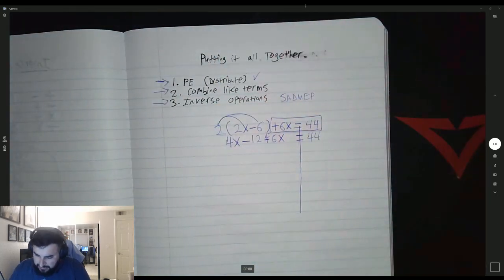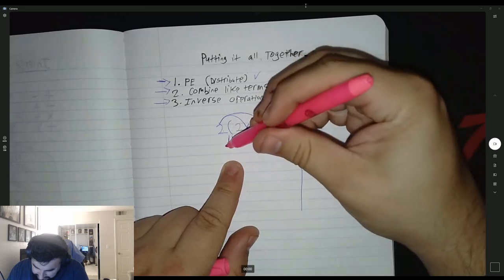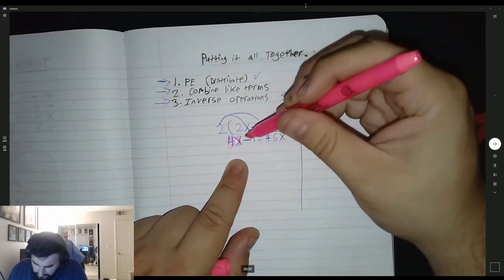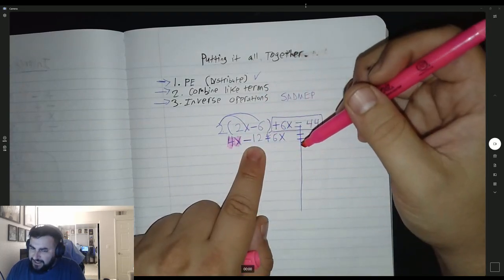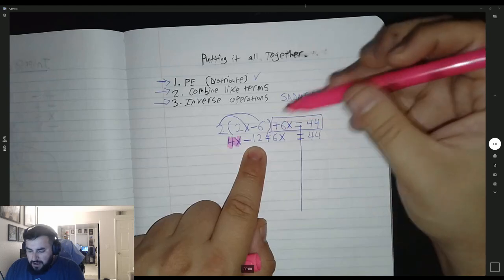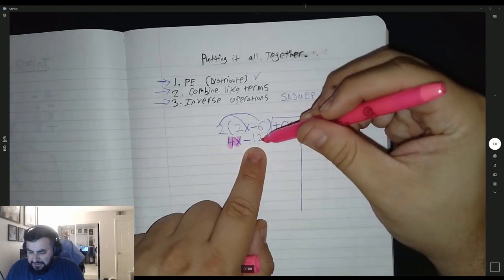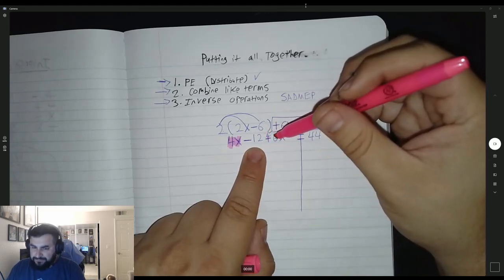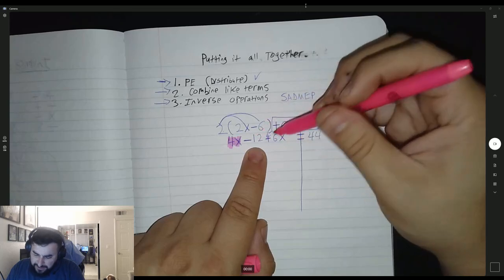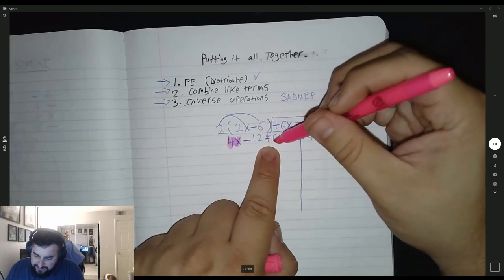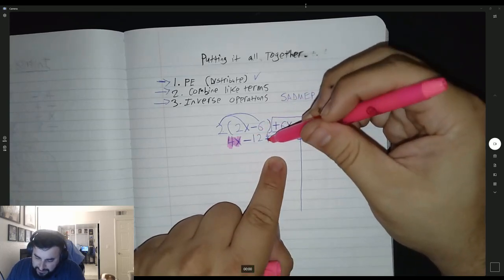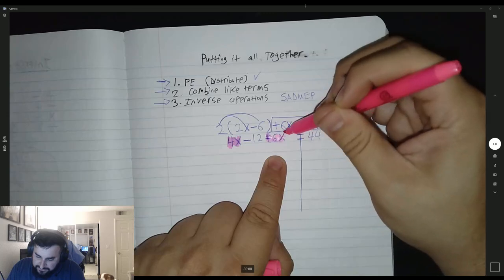And let's see here. I have a 4x right here and a negative 12. Why is that a negative 12? Look at the symbol in front. Is that an x? Is there any x next to the negative 12? No, so I don't need to highlight that. What about this positive 6x? Well, it has an x. Okay, so it's positive 6x.